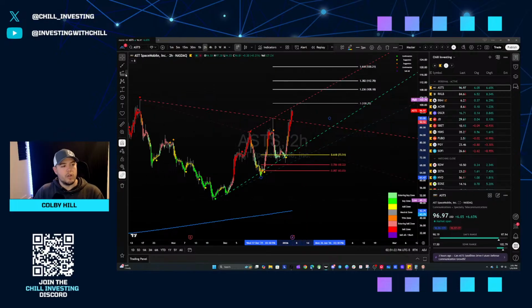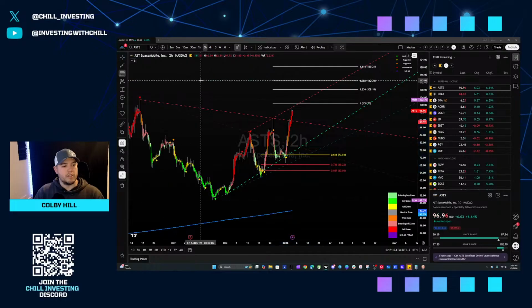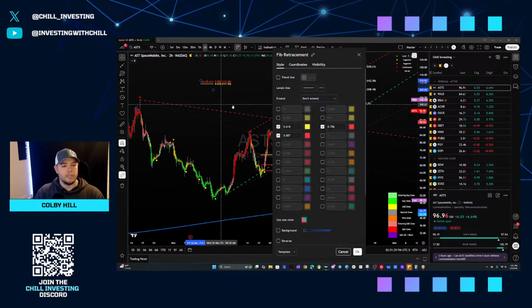Now for settings. When you are on your fib retracement, just go ahead and draw a tiny one so that you can double click on it and get to your settings. Okay, these are all the Fibonacci levels I use. I don't use the trend line. Don't extend. 0.236, 0.382, 0.5, 0.618, 0.786, 0.887. This is the easy version.